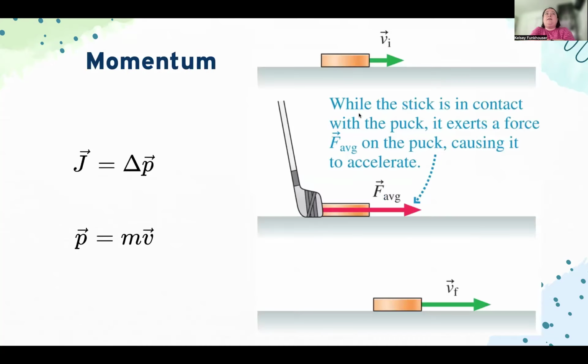Now tied with impulse is the concept of momentum. First, I just want you to look at the image. We have a hockey puck going with an initial velocity, and then it is hit with a stick and experiences a force for a certain amount of time, and then it has a bigger velocity. I'm first just going to tell you that impulse, which is given by a capital J, by the way, is the change in momentum. And momentum is given by the mass times the velocity, but we're going to derive this.